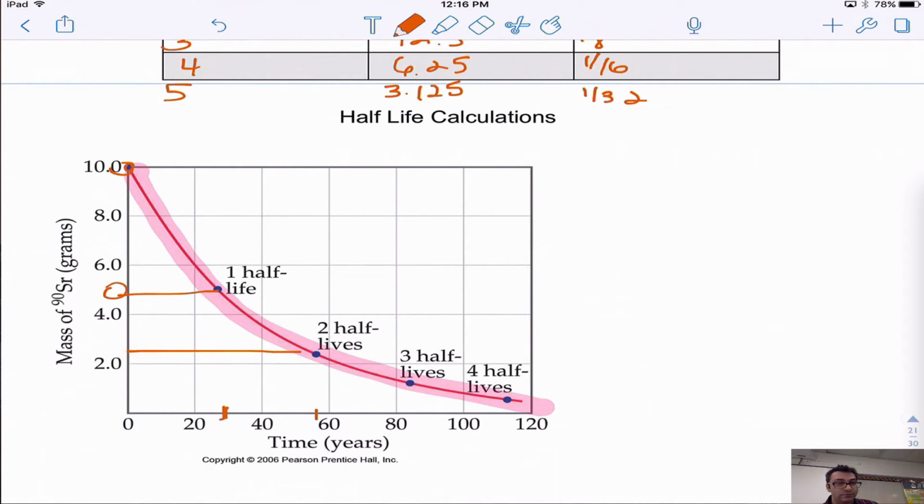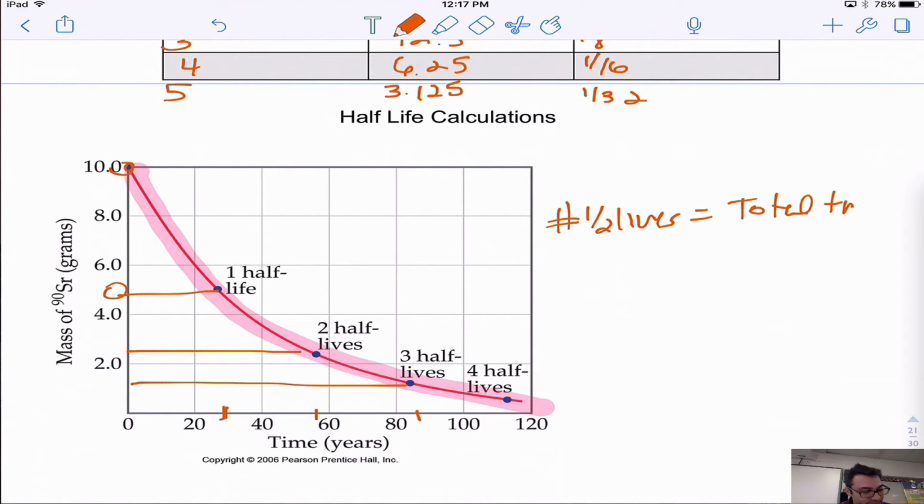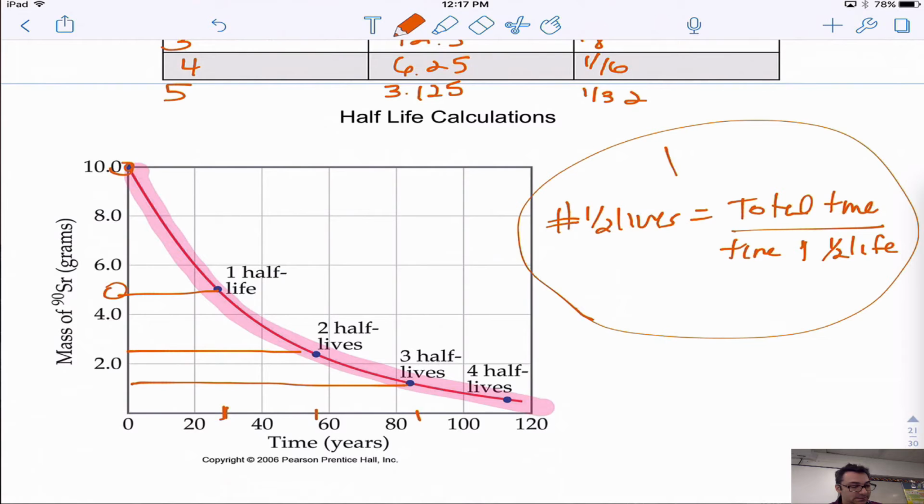If we do 3 half-lives, we cut the amount in half again. We'd be down to about 1.25 here. And then the time would add on another 30 years, so then we'd be close to 90 years. So the half-life amount of time stays the same, but the amount of material gets cut in half. And one way of looking at this, a good equation to use is number of half-lives equals the total time over the time of one half-life. And so this will allow me to say how much time has passed.